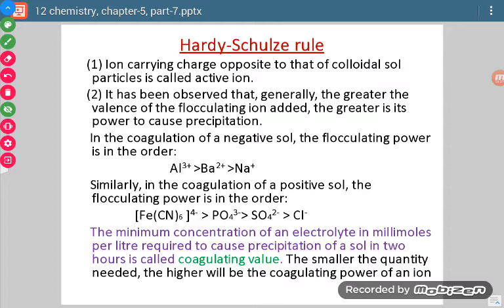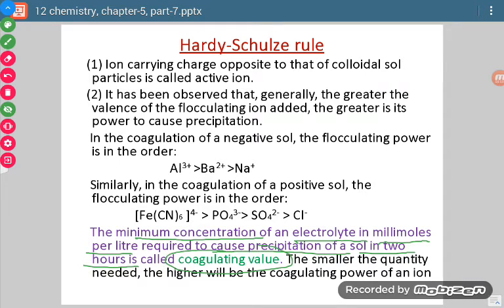Okay. Now one more thing. What do we mean by coagulating value? What is the coagulating value? The minimum concentration of an electrolyte in millimoles per liter, just like we say concentration in moles per liter, here we are saying millimoles per liter, required to cause precipitation of a sol in 2 hours is called the coagulating value.